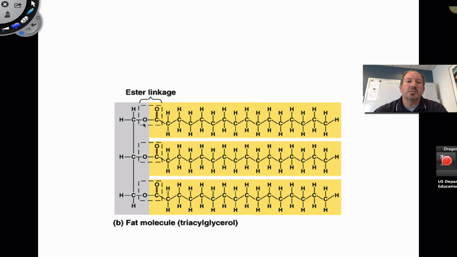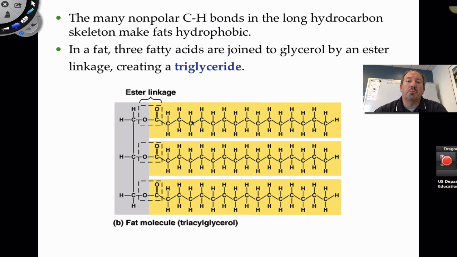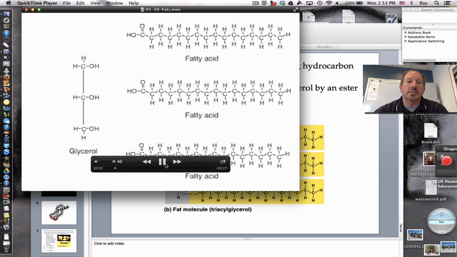And so what's interesting is when the 3 fatty acids connect through dehydration synthesis to the glycerol, it forms an ester linkage, which is what this is right here. So here's a triglyceride. Now all of this is nonpolar, these carbon-hydrogen bonds, and so it creates the triglyceride, which is very hydrophobic. And so in order to animate that, I thought you might like to see this.